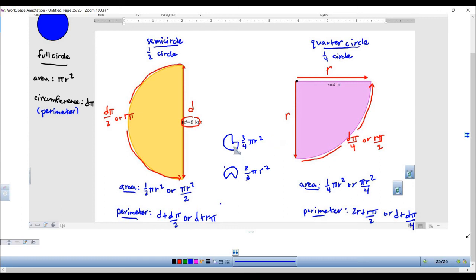So I really most especially want you to be able to find the areas of parts of circles, because when we do the area of composite figures, you have to be able to find the areas of parts of circles. And if we were also doing the perimeter of composite figures, you'd have to be able to do the same thing.